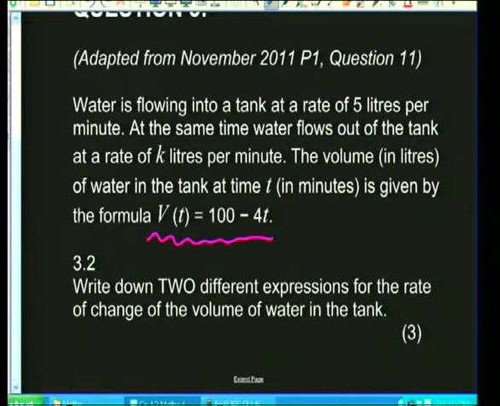There's something quite interesting about the original function that they gave us. They said that V(t) is equal to 100 minus 4t. This is a linear equation, and the reason I know that is because I don't have any squares above my t value. Because the volume is represented by a linear equation, what we know is that the rate of change is going to be constant, because any linear function has a constant rate of change.